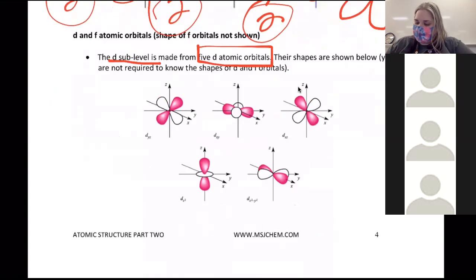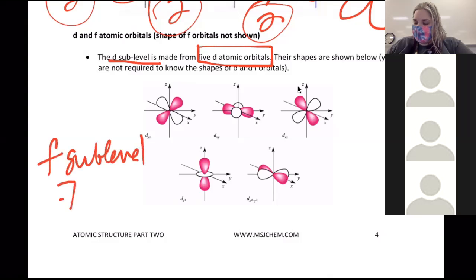F, all we need to know is that for the F sublevel, there are 7 orbitals. And if there's 7 orbitals, that's why it can hold 14 electrons total, because 7 times 2 for each orbital would be 14. Okay.